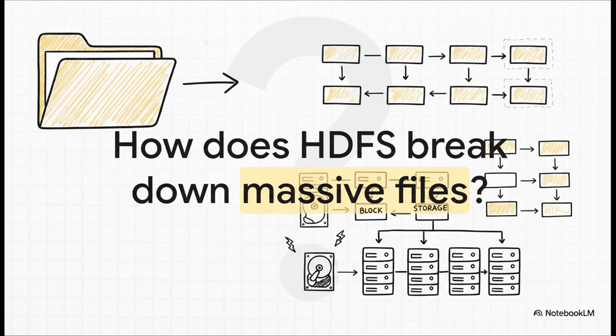Imagine a single file growing so incredibly fast that one single machine just simply runs out of space. It's a real problem. But HDFS solves this using one extraordinarily powerful concept: block storage. Let's unpack exactly how that works.